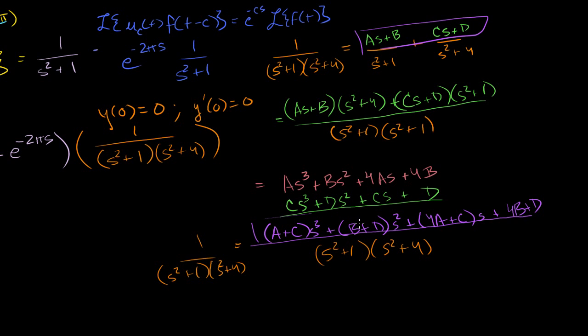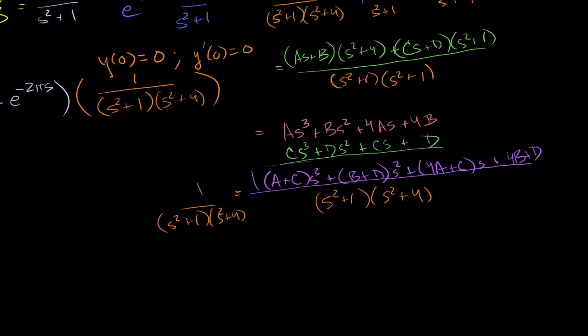And then you just pattern match on the coefficients. This is all just intense partial fraction expansion. And you say, look, a plus c is the coefficient of the s cubed terms. I don't see any s cubed terms here, so a plus c must be equal to 0. And then you see, okay, b plus d is the coefficient on the s squared terms. Don't see any s squared terms there, so b plus d must be equal to 0.